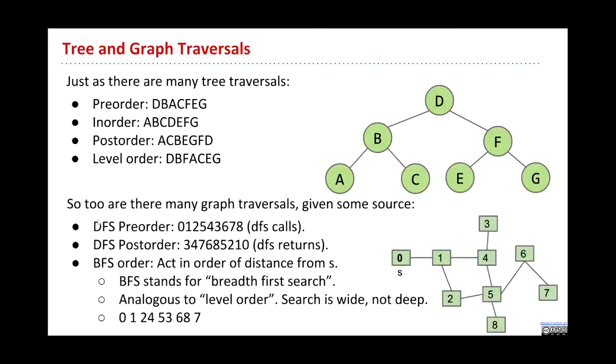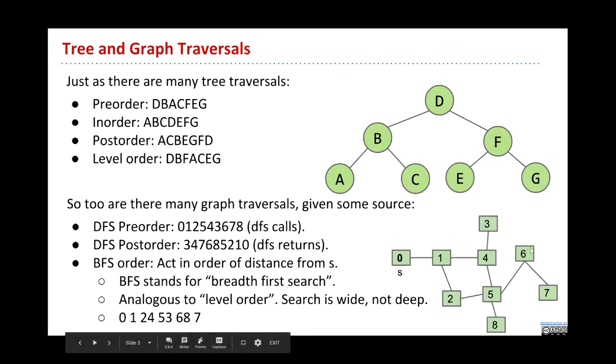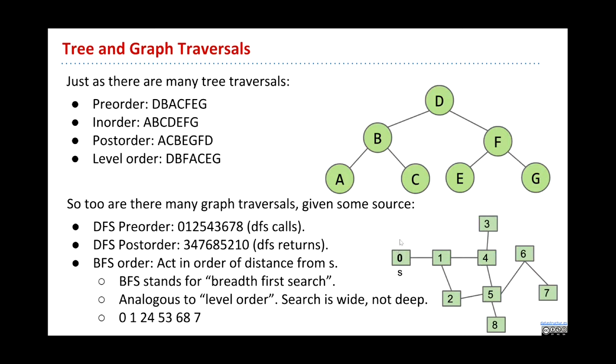So we have the DFS pre-order, the DFS post-order, and we ended, hopefully, on the BFS order, and we just briefly talked about it. So DFS pre-order, you could think of it as the order in which a depth-first search will make its calls. So first you call DFS on 0, then 1, then 2, then 5, then 4, then 3, then 6, then 7, then 8. And then post-order is the order in which you return. So the first one you return from is 3. The last one is 0. That's when you're all done.